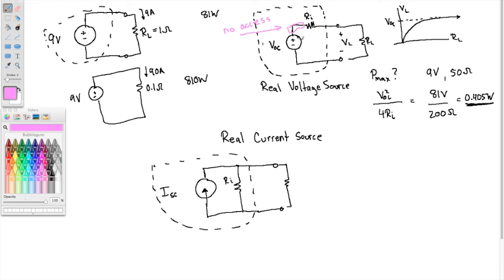That is, we cannot separate the ideal voltage source from the internal resistance. Likewise, we have no access to this loop. No access to that loop. We cannot separate an ideal current source from the internal resistance. This is how we model a real current source.